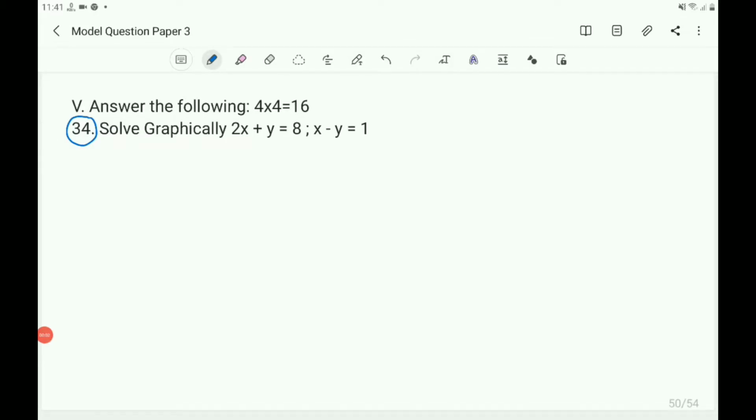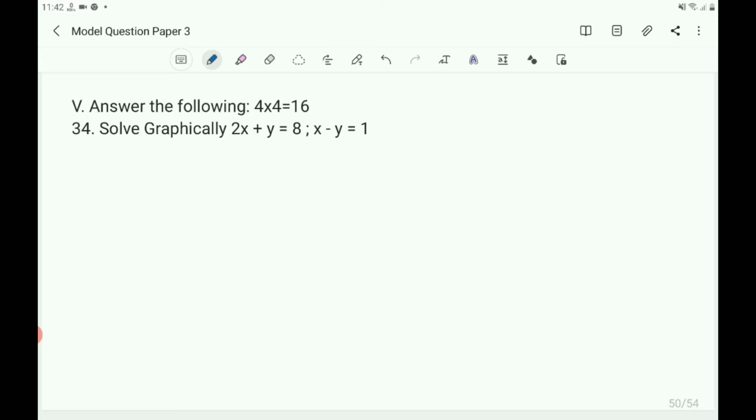Children, it is the next part of the solution of the model question paper 3. Now, let us take the 4 marks questions. There are 4 mark questions, totally 16 marks. The first 4 mark question is the 34th question, that is, solve graphically 2x plus y equals 8 and x minus y equals 1.